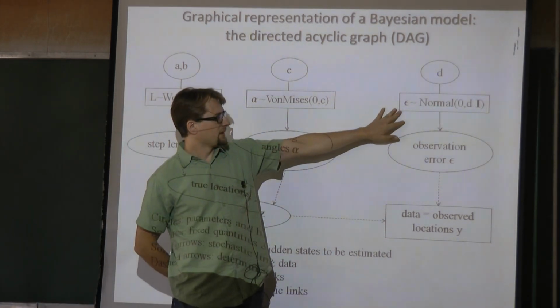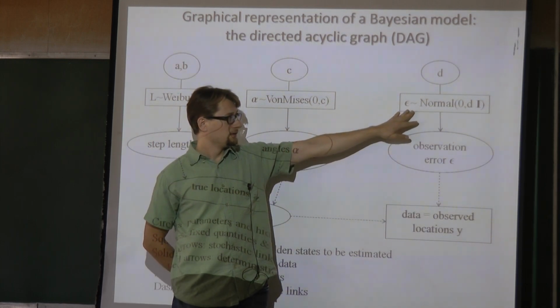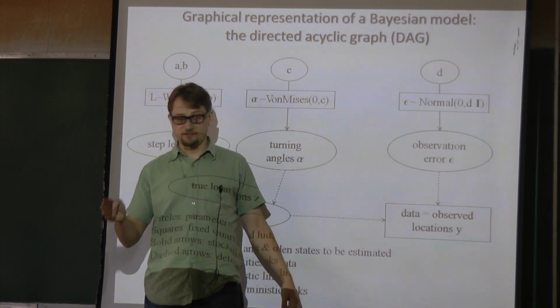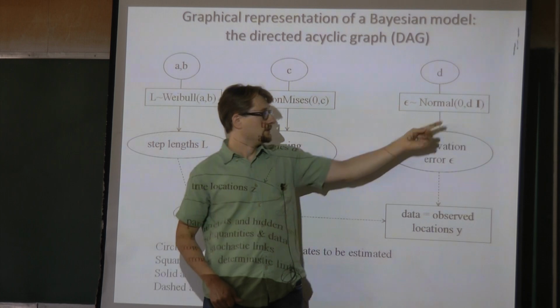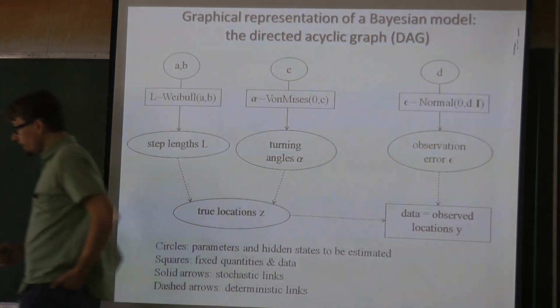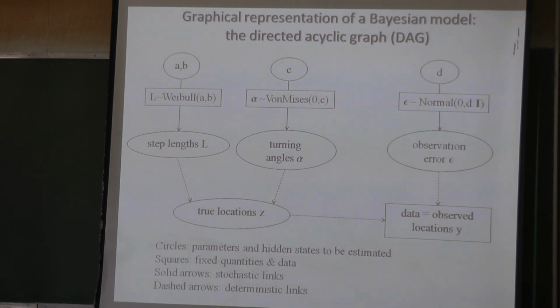And then I assume here that the observation errors are normally distributed around the present location. Actually, this is a bivariate normal distribution. So D in this case is the variance parameter. This bold I just means a 2 by 2 identity matrix. Any questions about this? What is the connection between true location Z and the data?